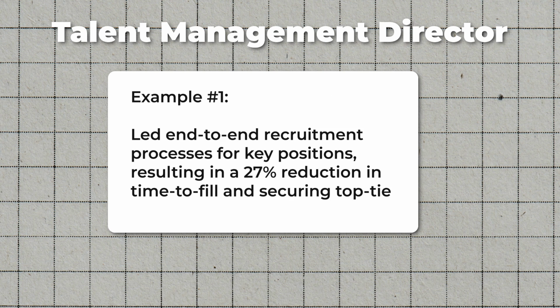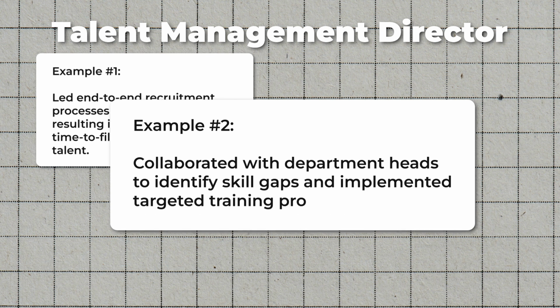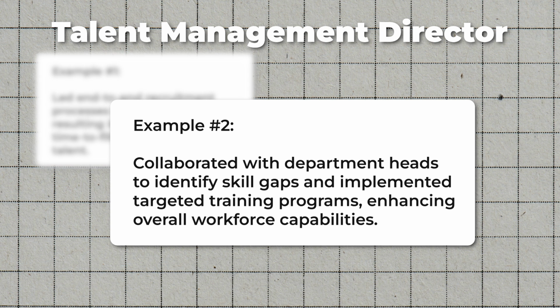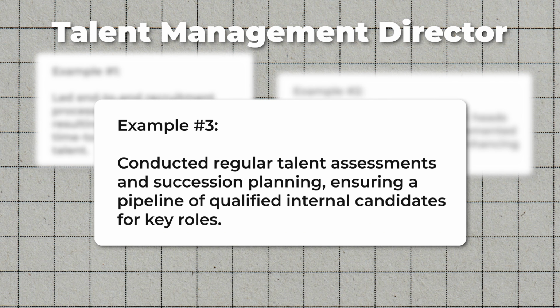For example, led end-to-end recruitment processes for key positions, resulting in a 27% reduction in time to fill and securing top-tier talent. Second example, collaborated with department heads to identify skill gaps and rolled out targeted training programs, enhancing overall workforce capabilities. Here's the third example, conducted regular talent assessments and succession planning, ensuring a pipeline of qualified internal candidates for business-critical roles. Now let's see the version of a CHRO, then you will see the difference in terms of the details.